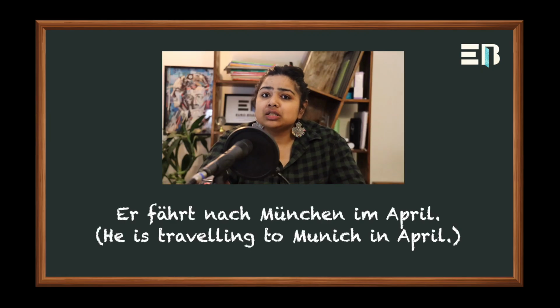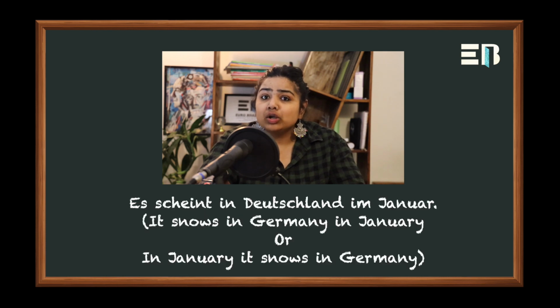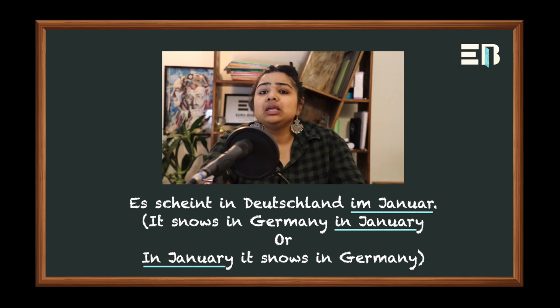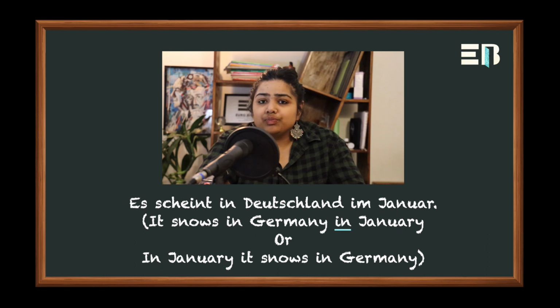Er fährt nach München im April. He is traveling to München in April. Es schneit in Deutschland im Januar. It snows in Germany in January. Or in January, it snows in Germany. Now moving on to the next preposition.